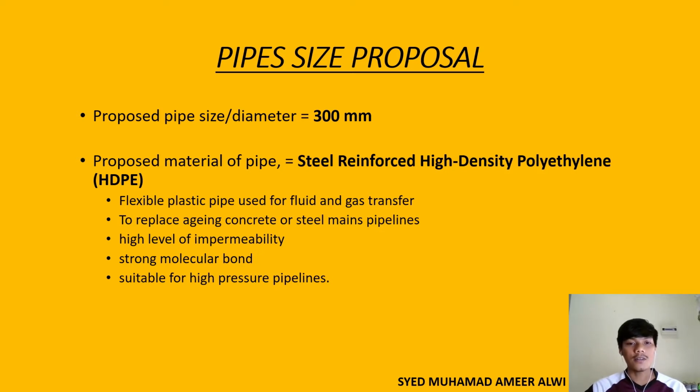It is also used to replace aging concrete or steel main pipelines. Then it also has a high level of impermeability, and a strong molecular bond, which makes the pipe stronger and able to cater the high pressure of water from the reservoir to parcel A. And lastly, it is also suitable for high pressure pipelines. So it's very suitable for our project because the pressure from the reservoir to parcel A is very high.